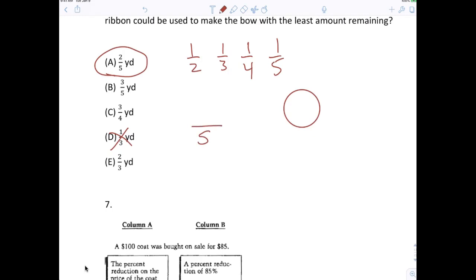Yes, you're brilliant. 2.5 would be exactly half. Does everybody see that? So now 2 would be what? Less than half. Does everybody agree with that? All right. Now, what I want to do now is, so we know it's not A or D, correct? Now the question is, can you visualize 3/5, 3/4, and 2/3?